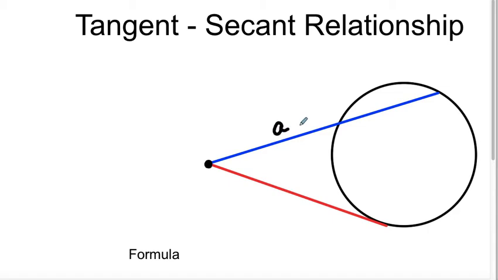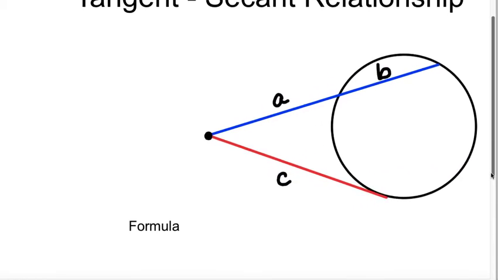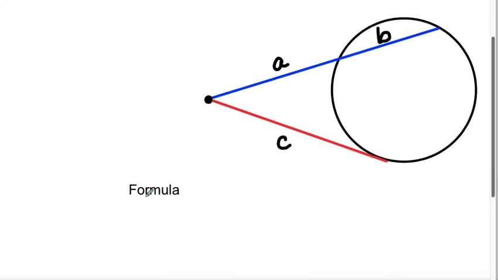So if I call this A, and I call this B, and I call this C, let's look at this as a formula. That means A times (A plus B), so the external segment times the whole secant, is equal to the square of the tangent, so C times C, or C squared.